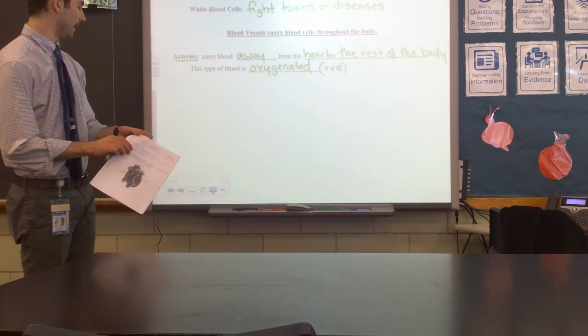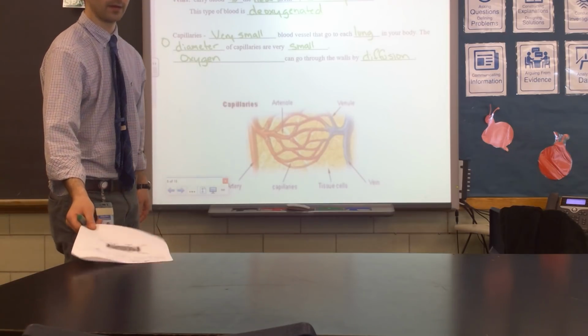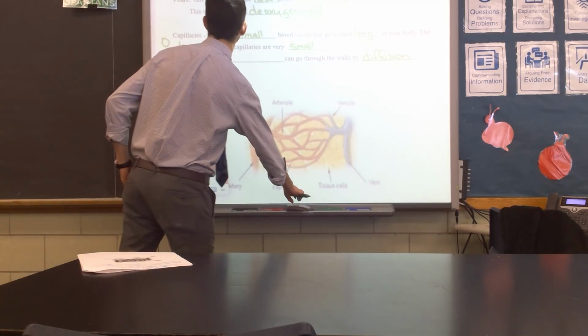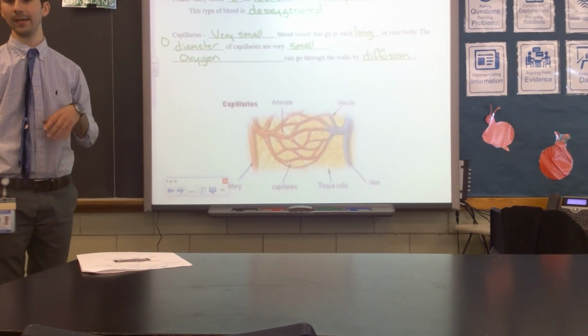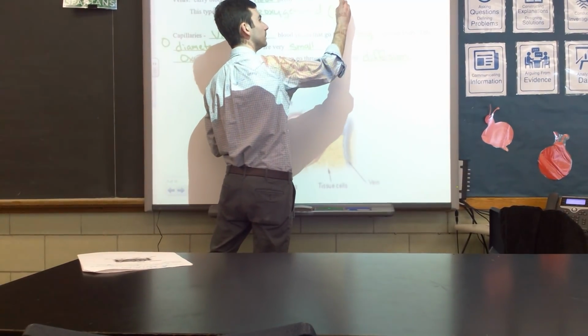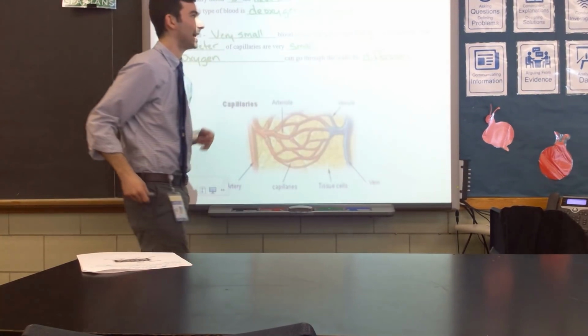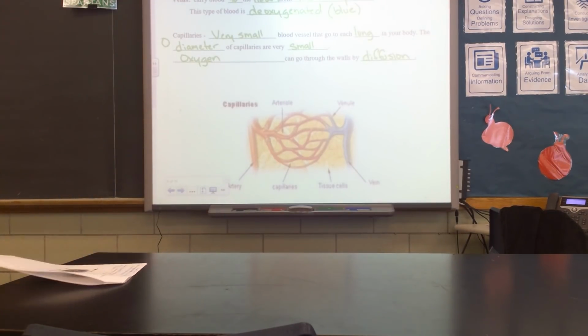Next up, we're going to have veins on the next page. Veins are going to carry blood to the heart from the body. This type of blood is deoxygenated, and a lot of times it's colored blue in different diagrams.